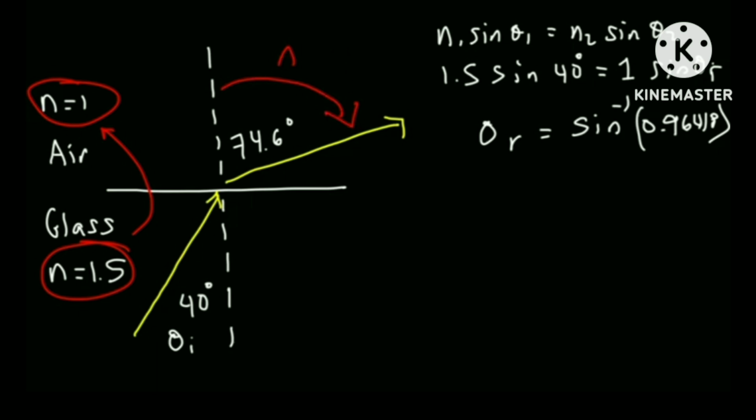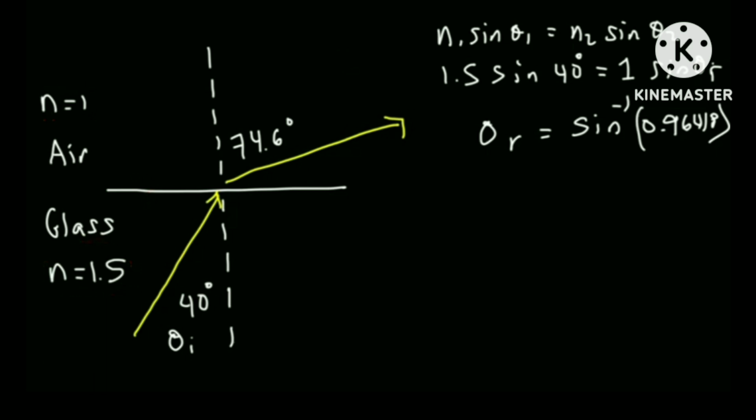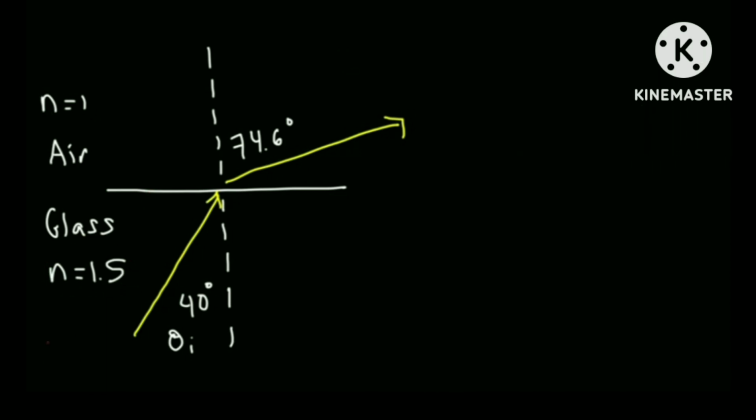Now there's something interesting that's about to happen here. Notice what's going to happen if we increase the angle of incidence. If we increase it, the ray is going to bend even further. At some point, the ray will travel in between the interface of air and glass. And if we increase that angle even further, something called total internal reflection will occur, where all of the light rays will reflect and none of it will be refracted.